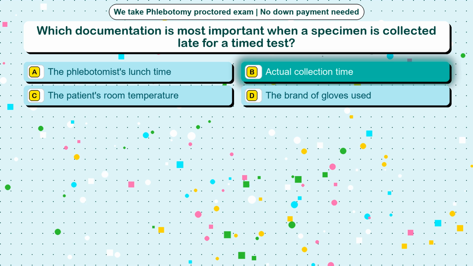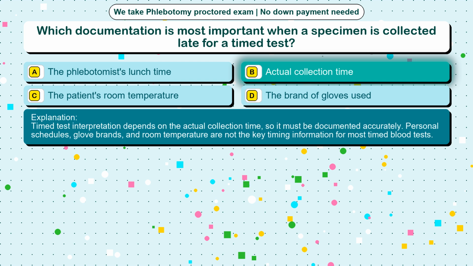The correct answer is option B. Actual collection time. Timed test interpretation depends on the actual collection time, so it must be documented accurately. Personal schedules, glove brands, and room temperature are not the key timing information for most timed blood tests.